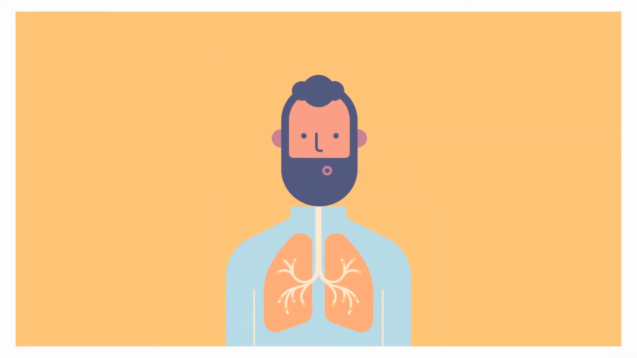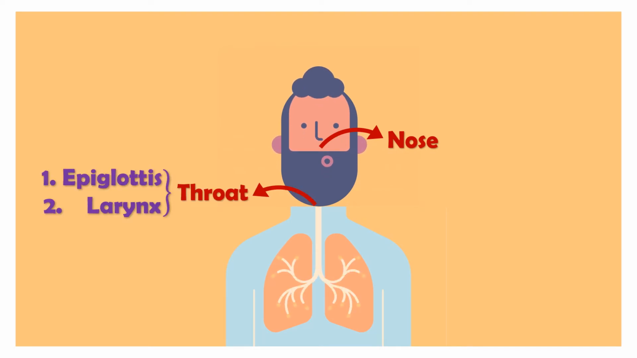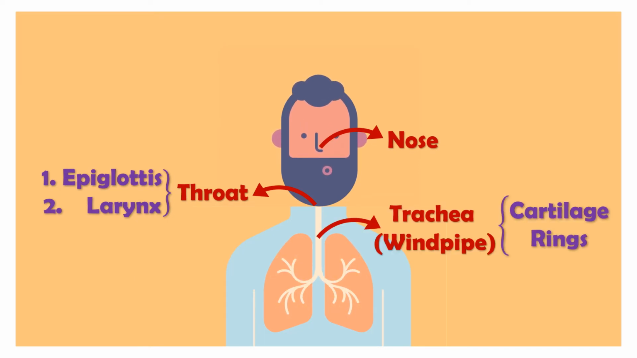Let's overview the respiratory system. We have studied that from the nose air enters into the throat. Throat has two parts, epiglottis and larynx. Epiglottis allows air to move to the windpipe by the larynx. Windpipe is also called trachea. It is made up of cartilaginous rings. Trachea or windpipe is further divided into two branches called bronchi.